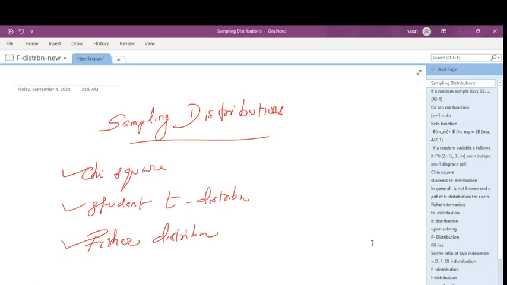And if you remember my previous video, I have shown you the plotting of chi-square. So I'll keep this video very short and restricted to the mathematical part of it without going into the details of the proofs.